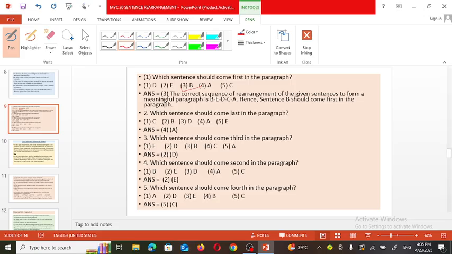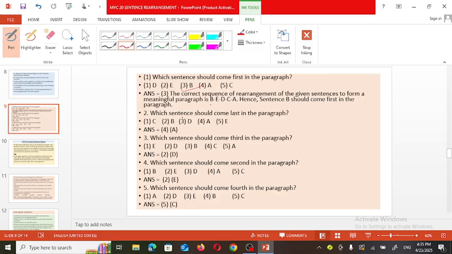So while finding the answer to this first question, which sentence will be the first, we are able to relate the other sentences and understand that the sequence of the sentences will be like this. First will be B, then E, then D, then C, and then A. So with the help of that we are able to understand.